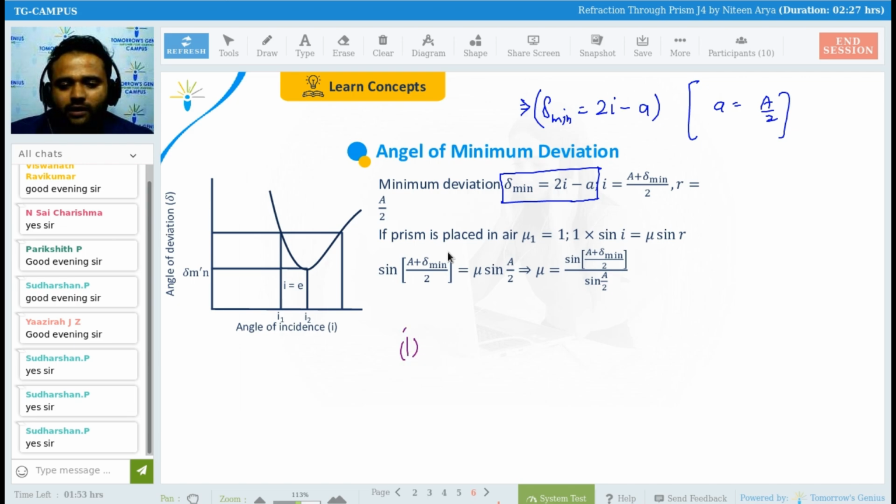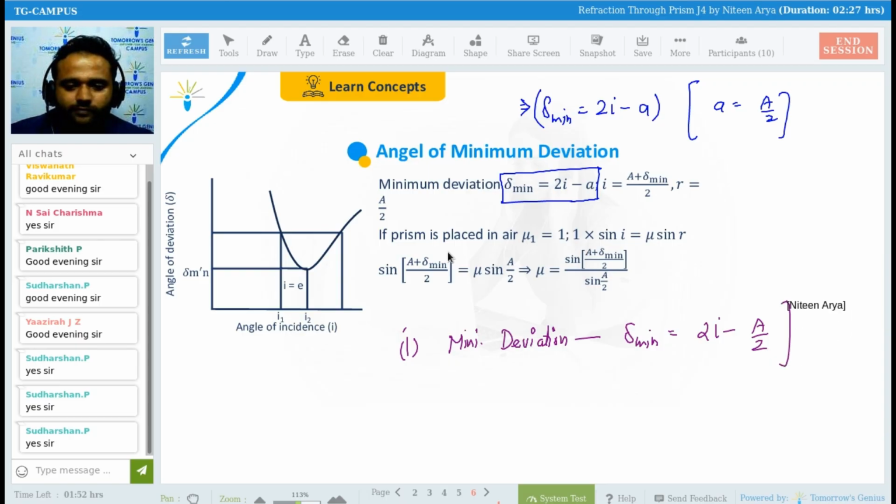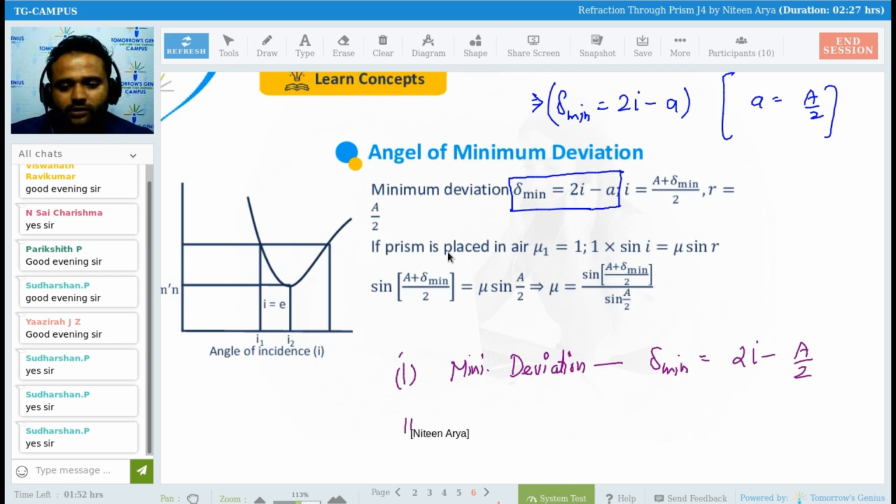Okay, see, you can see that the angle of minimum deviation is simply minimum deviation, del min equals 2I minus A by 2 directly, or you can put minus the small a. So this is the first thing. Okay, the second thing, which is more important: angle of incidence for minimum deviation condition.